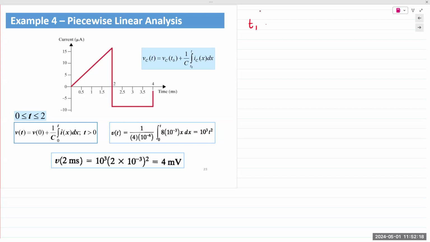So for time period t1, we are integrating between t0 and t. T0 has a value of 0 milliseconds, and the end is also t. Begin and end. Okay, the limits of the integral are 0 and t. So we plug that value in. What do we have?